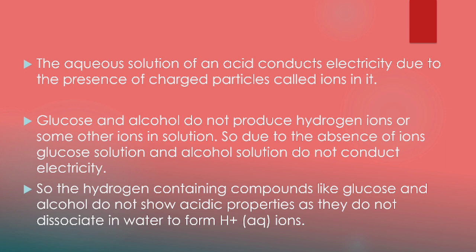Whereas in glucose or alcohol, if you take any acid, we get the same result. The same way, glucose and alcohol do not produce hydrogen ions or some other ions in solution. So due to the absence of ions, glucose solution and alcohol solution do not conduct electricity. So hydrogen containing compounds like glucose and alcohol don't show acidic properties as they don't dissociate in water to form H+ ions. So we just saw an activity to prove what we learned in the previous part of this lesson.